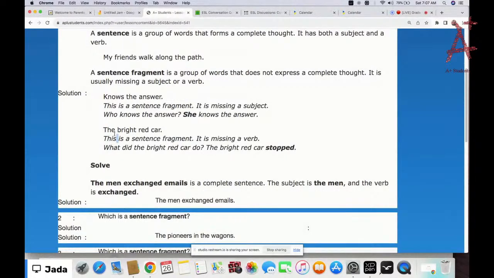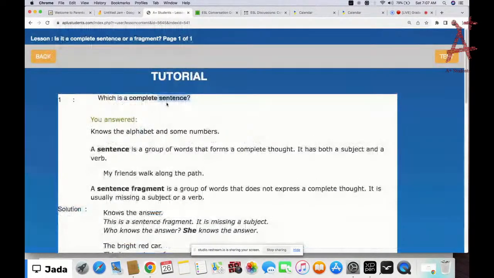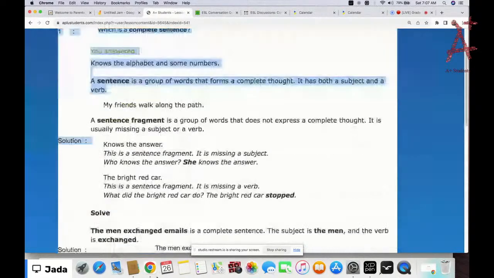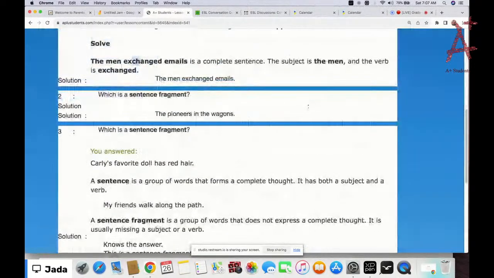Now it says which is a complete sentence: "knows the alphabet and some numbers"? So let's see. "The men exchange emails" is a complete sentence, okay?